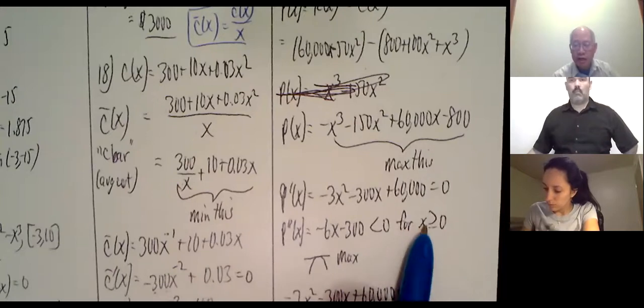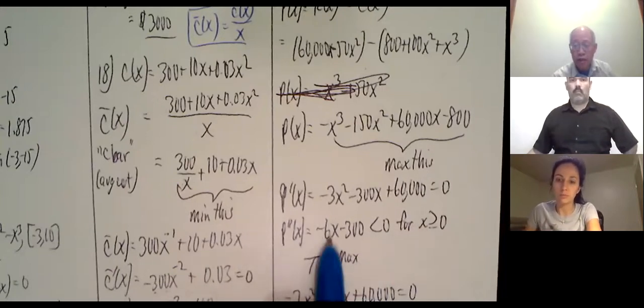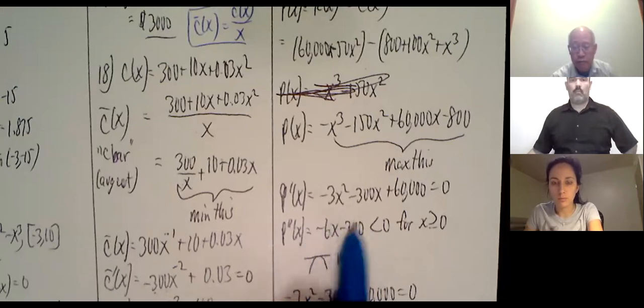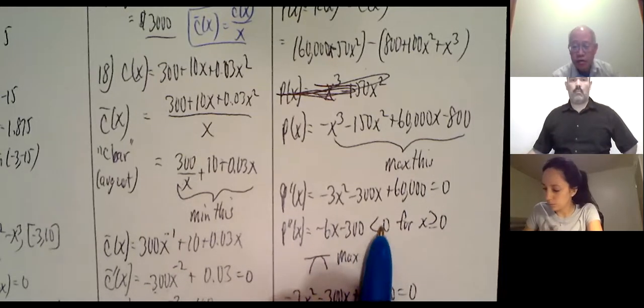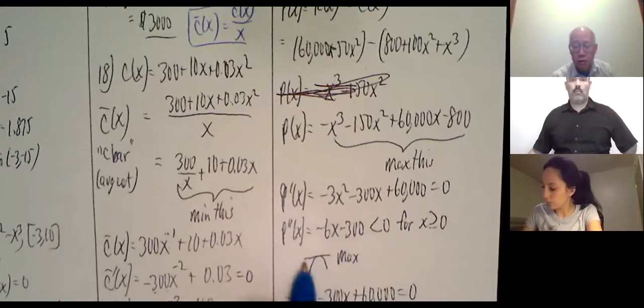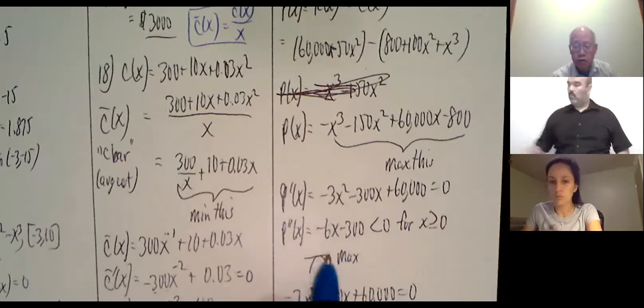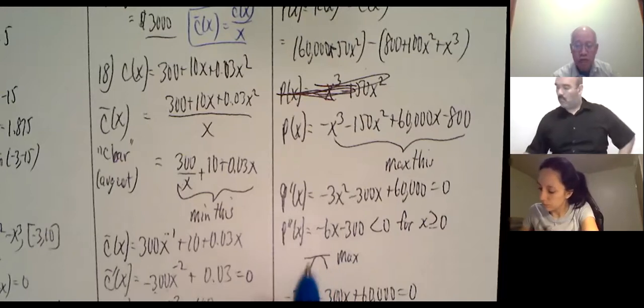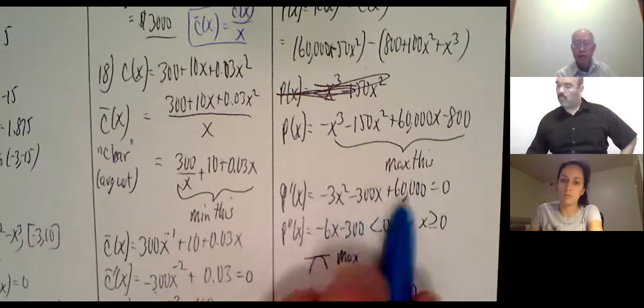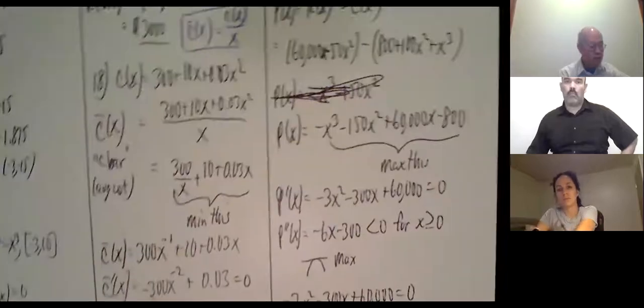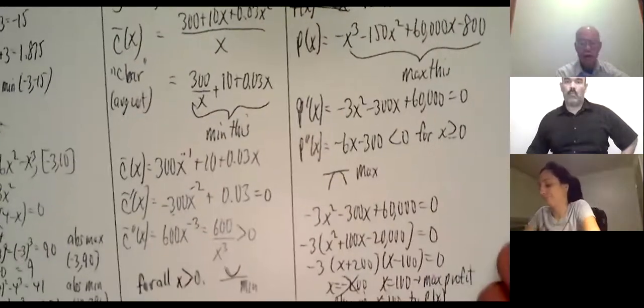If x is greater than or equal to 0, this is less than 0. You can only plug in positive numbers or 0. I guess you can sell 0 items, which means you're not really in business. But if I plug in 0 or any positive number, this will always be negative. A negative second derivative means concave down. So if I have a horizontal tangent, where the slope is 0, in a concave down situation, that's a maximum, and I'm looking for a maximum. So I just set this equal to 0 and solve. And that's about it.